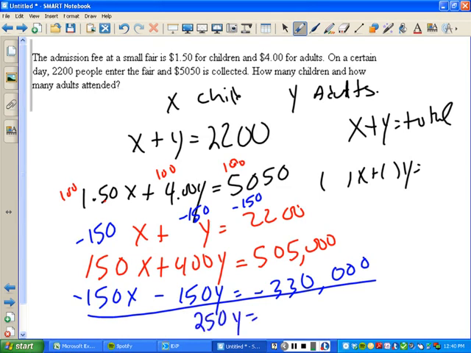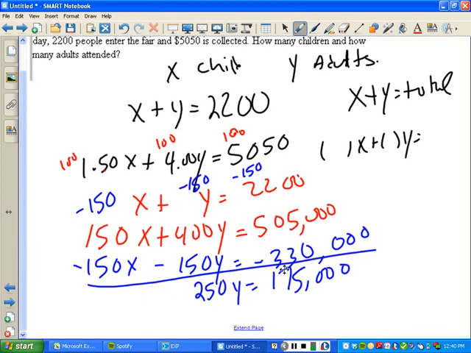250y equals 175,000. Is that right? You know what? How about it's right? Where did you get the 250 from? 400 minus 150. Don't forget the negative. It's not negative anymore. It's positive. 400 minus 150 is 250. 505 minus 330 is 175. Divide by 250. Divide by 250.